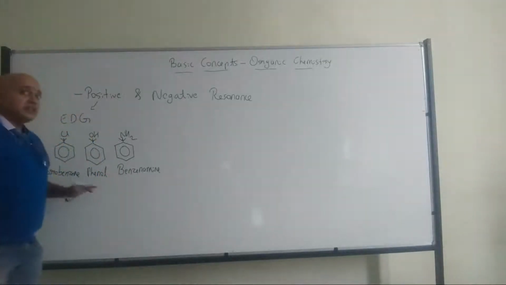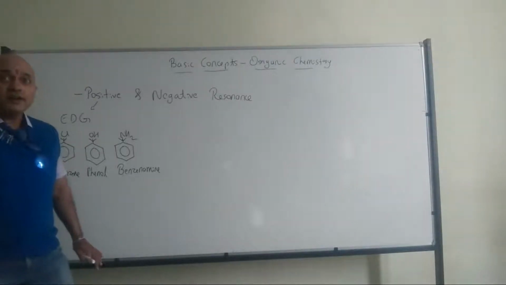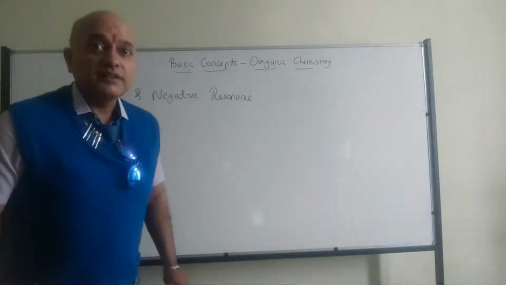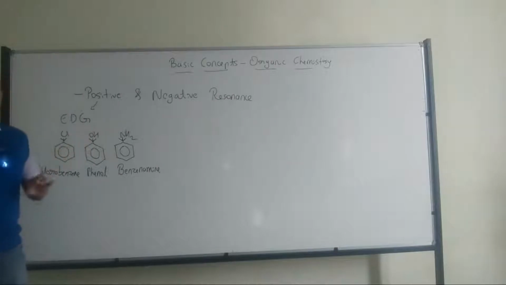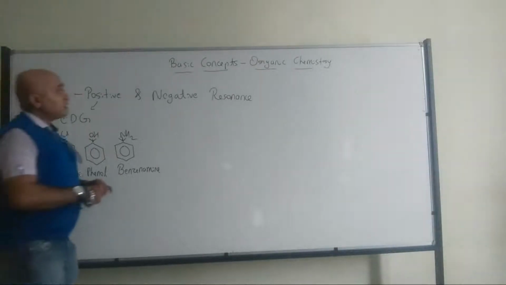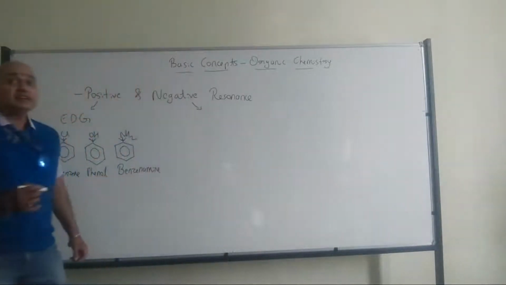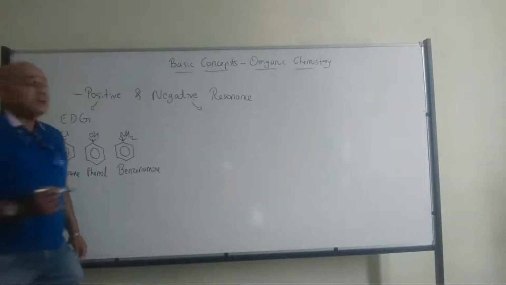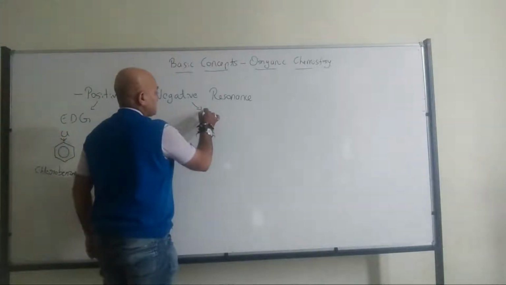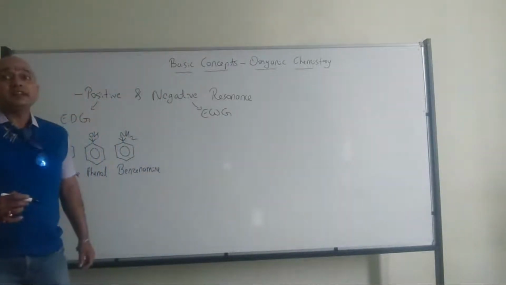So that's what I was telling. These are some of the examples for positive resonance: chlorobenzene, phenol, or aminobenzene. Okay? Yes, fine. So that's where we have the positive resonance. Now when I am talking about negative resonance, we have the electron withdrawing groups. So electron donating groups and electron withdrawing groups.